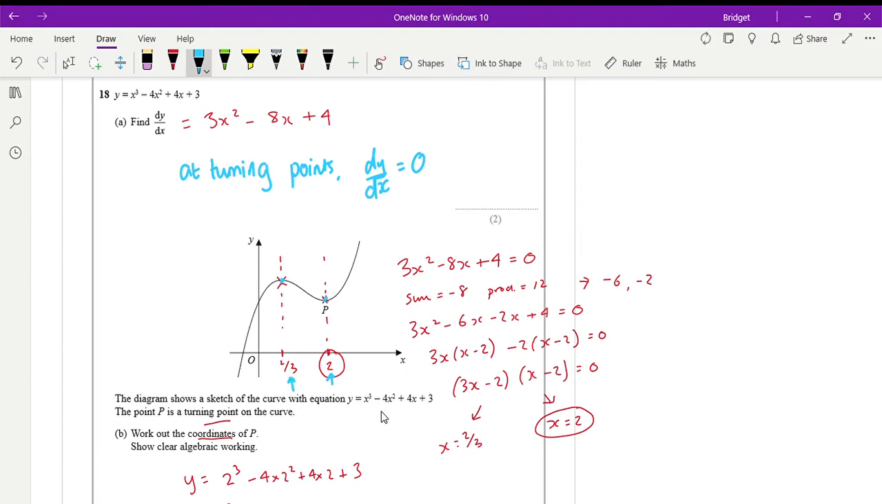So the gradient is 0 when x is 2 and x is 2 over 3. Now, they're only interested in point P. I know P must be when x is 2 because it's further along the x-axis. So that's how I work out P, okay?